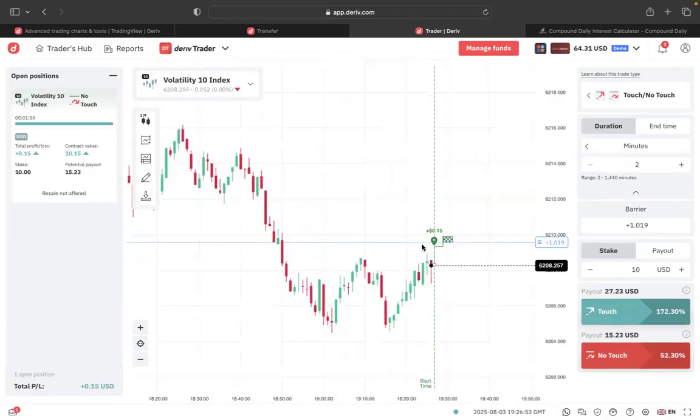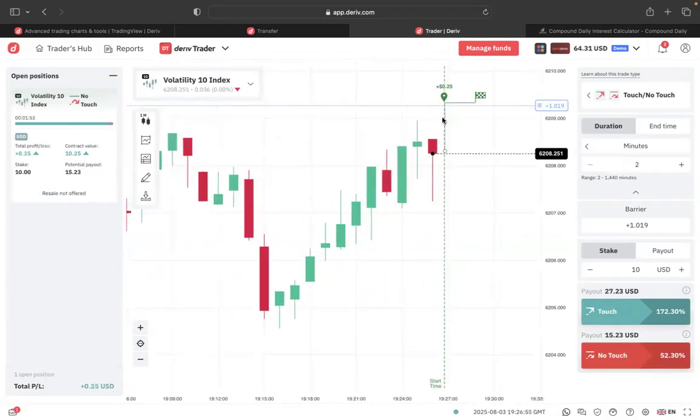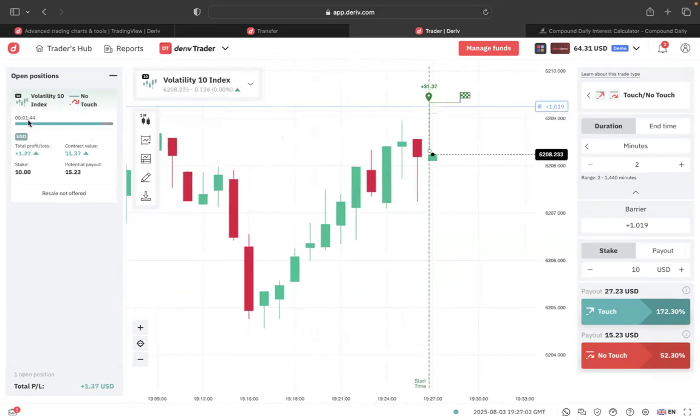Look at this. I'm saying for the next 2 minutes, I do not want the market to move up and touch this line or this barrier for the next 2 minutes. And you can see there's a countdown here. But it's as simple as that. If I say touch, I mean for the next 2 minutes, I want the market to move up and touch that thing. All right, it's as simple as that.